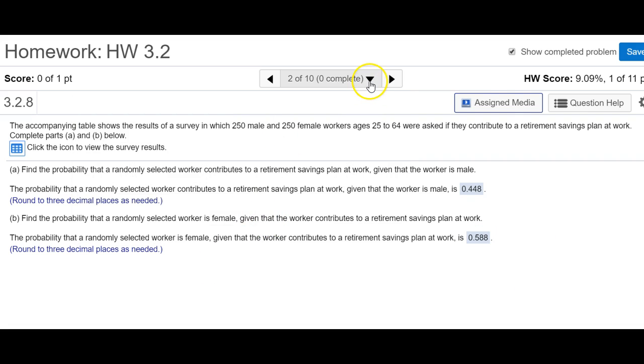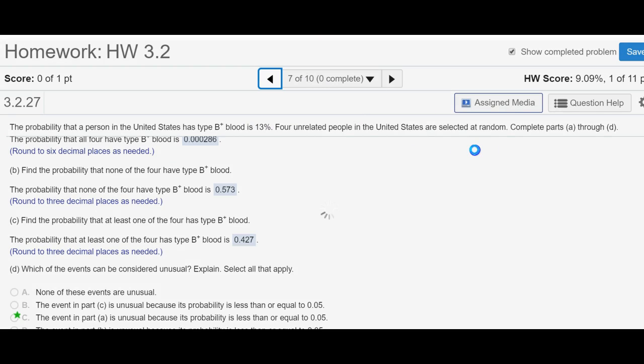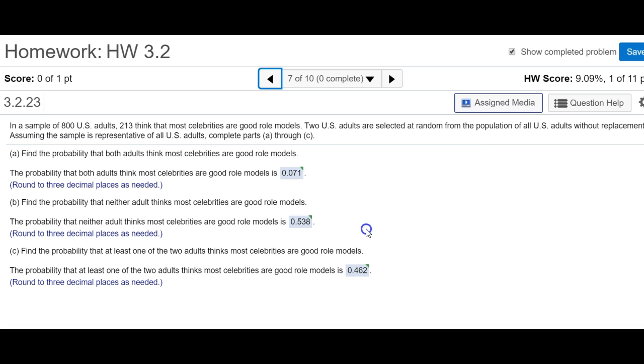Now let's move on to problem number 7. Let me go ahead and get my pen tool here. This is too big for me. In a sample of 800 US adults, 213 think that most celebrities are good role models. 2 adults are selected from the population at random without replacement. So they're not going back into the group. Assuming that the sample is representative of all US adults, complete parts A through C.